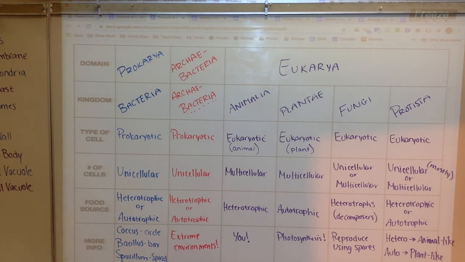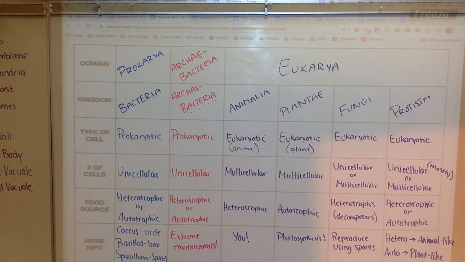Whew, that's a big chart there, and I know this is a long video. So what do I expect you to know in the end? If I gave you an organism and some ideas about its functions, based on its number of cells or food source or a description of its cell type, could you identify which domain and kingdom it is? I'll give you some practice on that as we go forward.